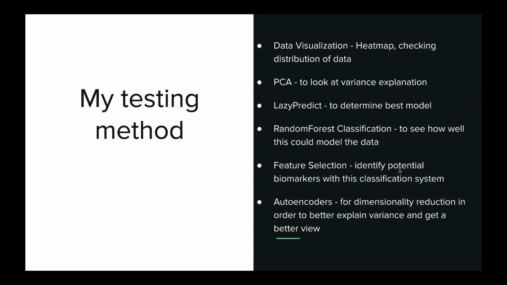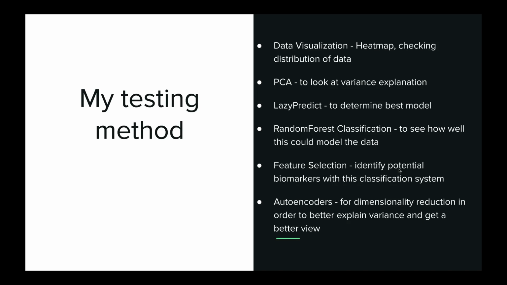So my testing method: I actually started with data visualization. I did a heat map. I also checked the distribution of the classes in the data. I also did PCA to see how much variance was explained. I also combined the two subclasses of CD34+ to see how it affected the PCA grouping, which we'll see later on in the slideshow.